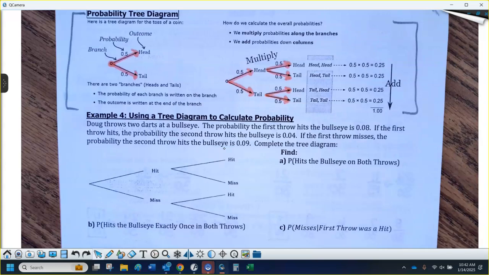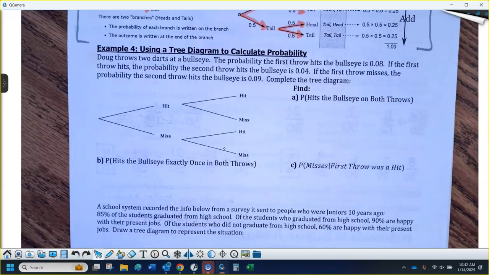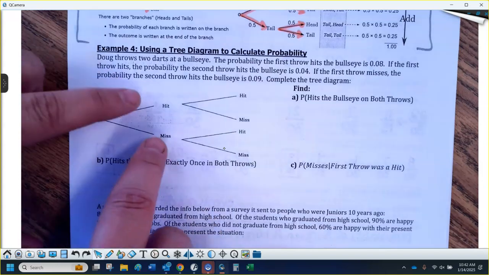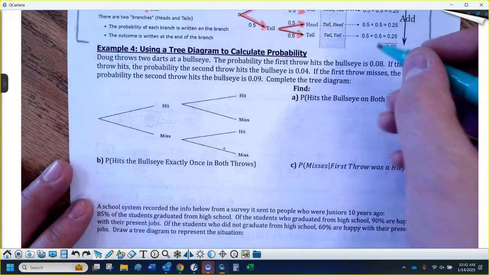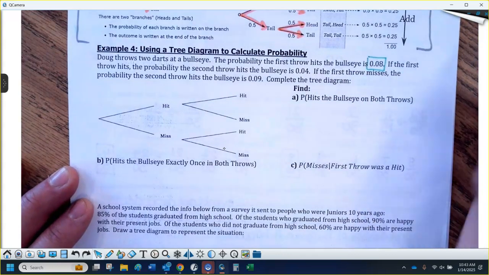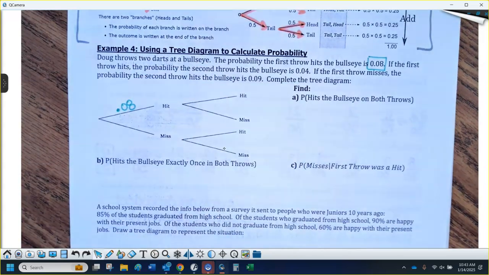So we're going to practice filling one in. I started to draw it a little bit here for us. This says, Doug throws 2 darts at a bullseye. So he's going to throw twice. And it says the probability the first throw hits the bullseye is 0.08. If you look at what I have here, if he throws the dart, he either hits it or misses it. Those are the two options. It says the probability he hits it is 0.08, so I'm going to put that along that branch.